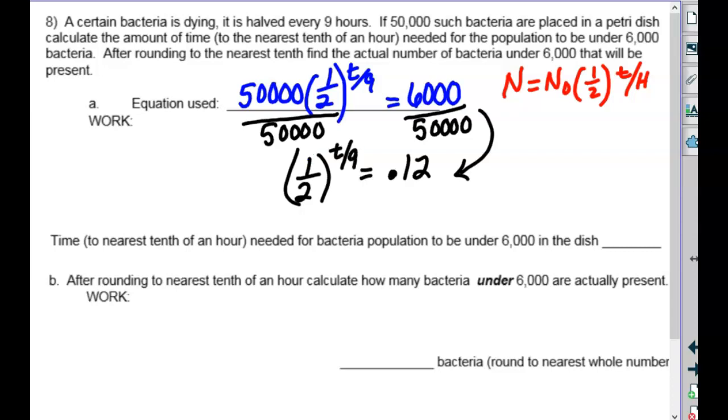All right. Do you care what kind of log we use? T is in the exponent, so we have to do the log of both sides. LOG this time, it doesn't matter. Log of both sides. And then the T over 9 is going to come out front.